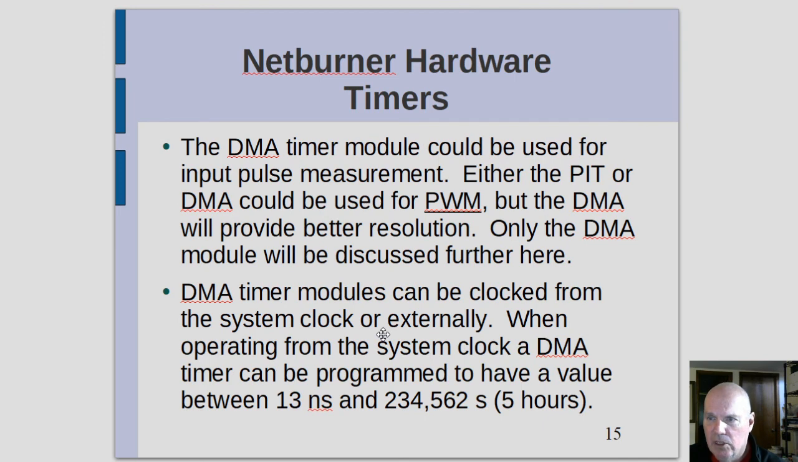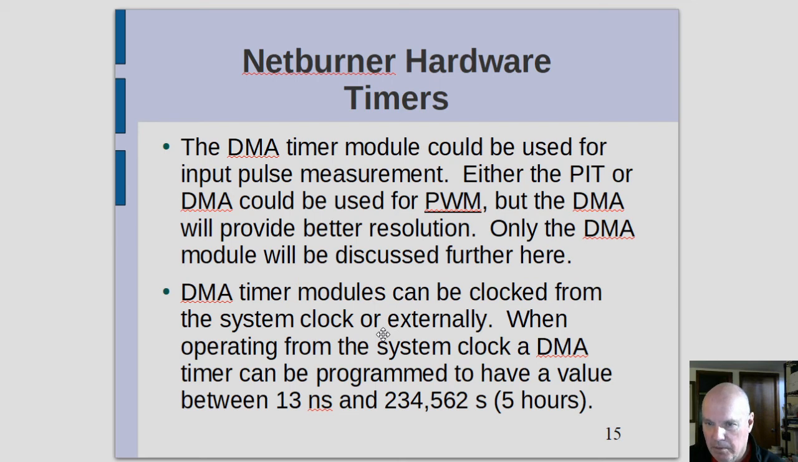So I'm only going to discuss the DMA timers here, and I'll refer you to corresponding application notes for both of these. The DMA timer module can be used for input pulse measurement. Either the PIT timers or the DMA timers can be used for pulse width modulation, but the DMA timers have better resolution. The DMA timers can be clocked from the system clock or from an externally provided clock. I'm only going to talk about clocking them from the system clock.